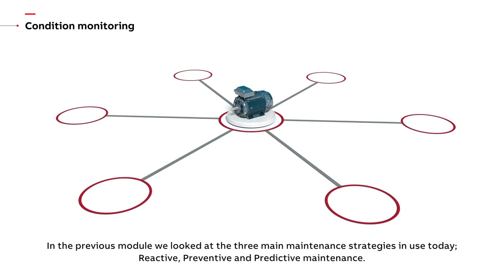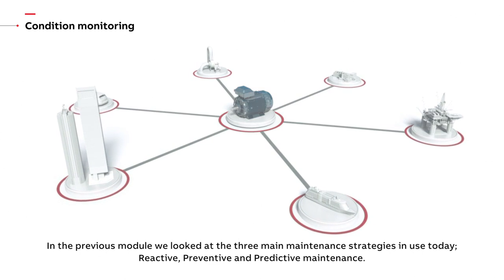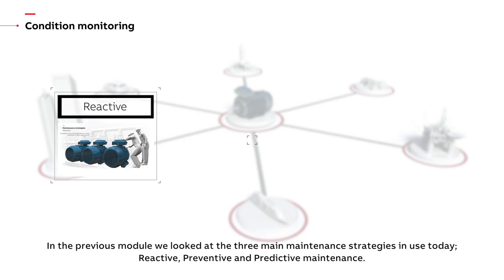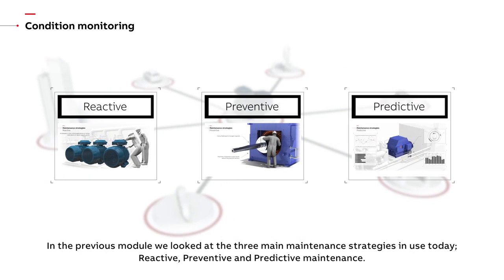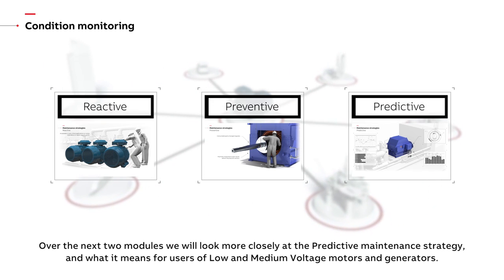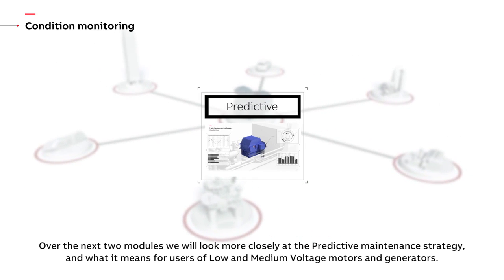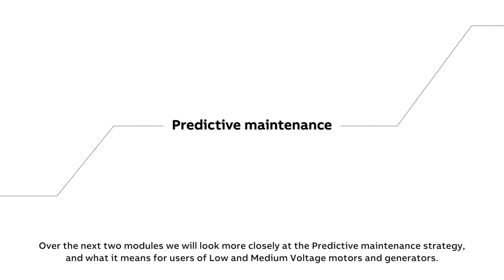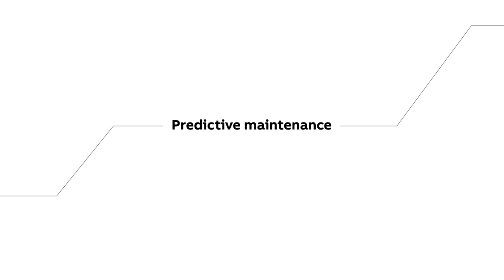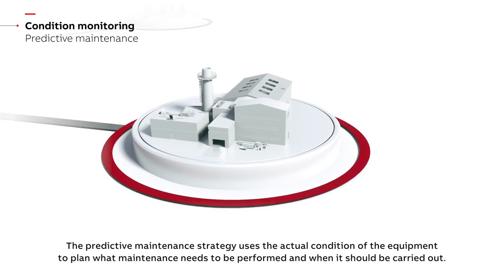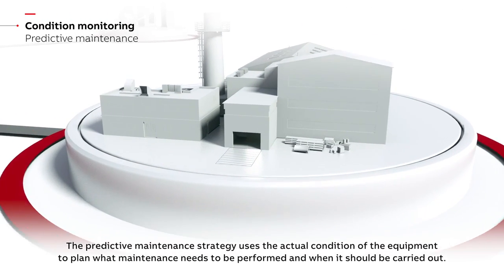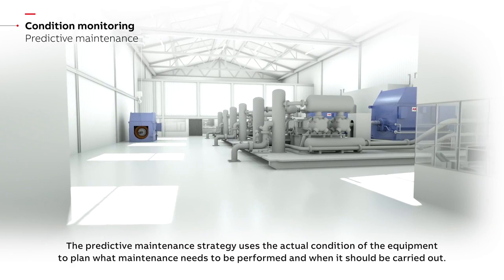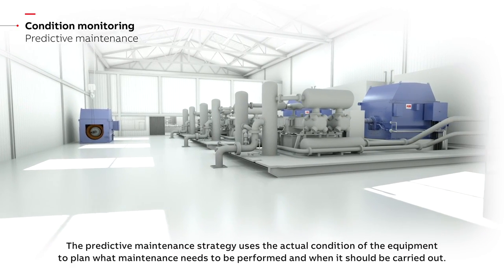In the previous module, we looked at the three main maintenance strategies in use today: reactive, preventive, and predictive maintenance. Over the next two modules, we will look more closely at the predictive maintenance strategy and what it means for users of low and medium voltage motors and generators. The predictive maintenance strategy uses the actual condition of the equipment to plan what maintenance needs to be performed and when it should be carried out.